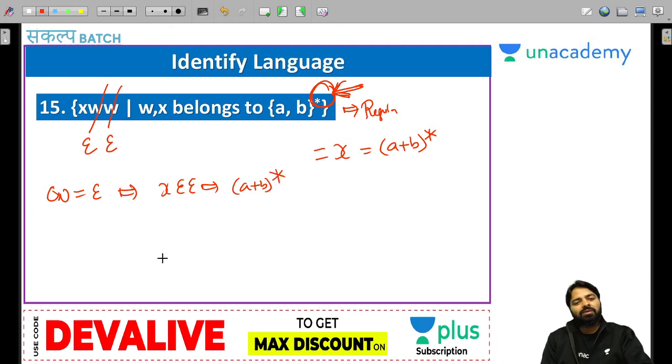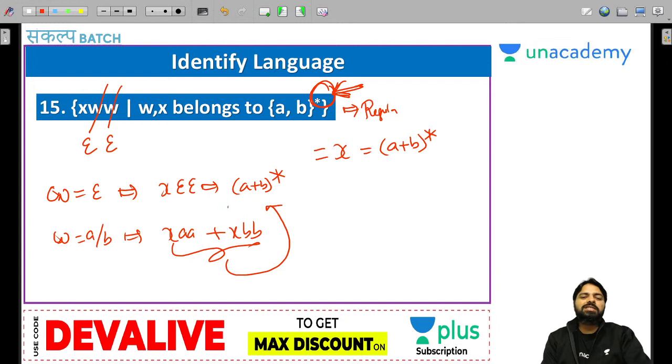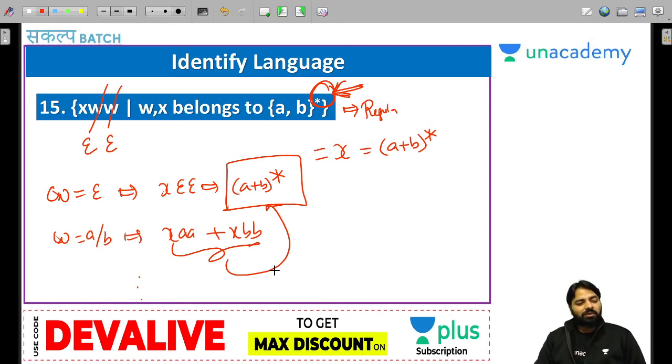Now, do you have any doubt? When I put W as A or B, is it covered or not? X double A or X double B, is this covered here or not? Because this is the universe in the world. You take anything after this, it will be covered there. Regular. Very, very easy, guys. Only you need to follow the concepts that I am delivering now.